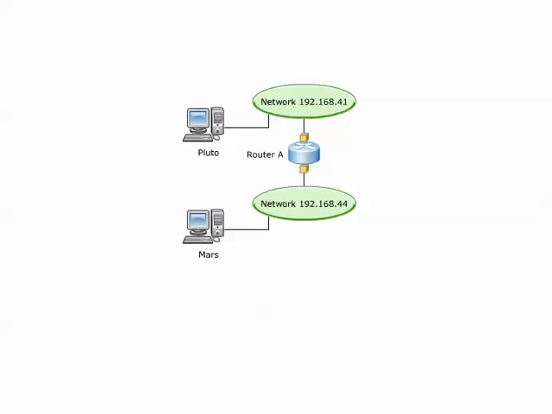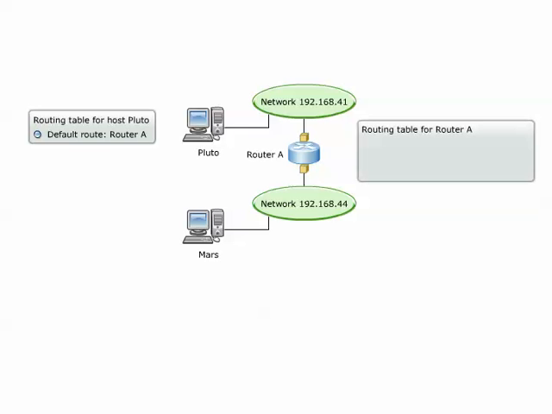All traffic from the host Pluto, destined to other networks, has to pass router A. Since there is no other way from the network .41, Pluto's roadmap is simple, with only one entry, the default route. A default route is the way out of the network, if no other routing entry is applicable. Router A has two network interfaces and a routing table with two entries. All traffic to network 41 is routed to the interface connected to that network, and all traffic to the hosts on network 44 to the other interface.